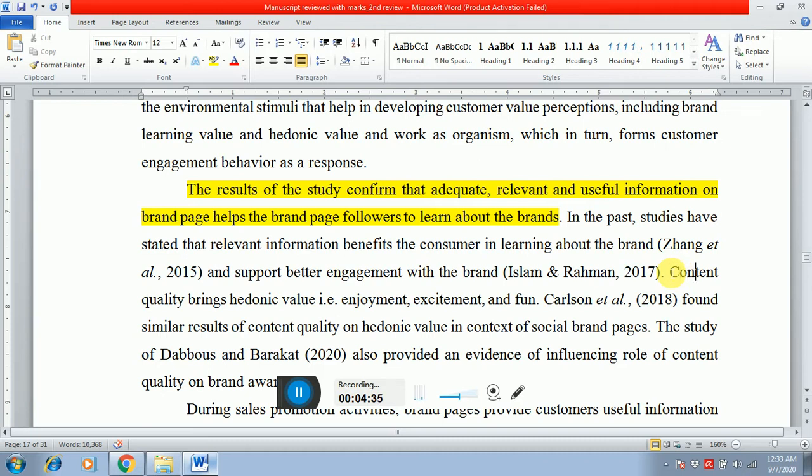Okay, after this, content quality also brings hedonic value, that is enjoyment, excitement, fun. Carlson et al. 2018 found similar results of content quality on hedonic value in the context of the social brand pages. The study of Booth and Barakha 2020 also provided evidence of the influencing role of content quality on brand awareness.